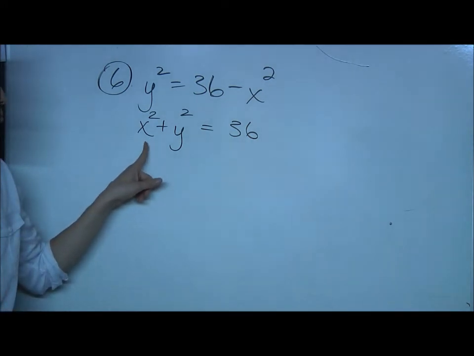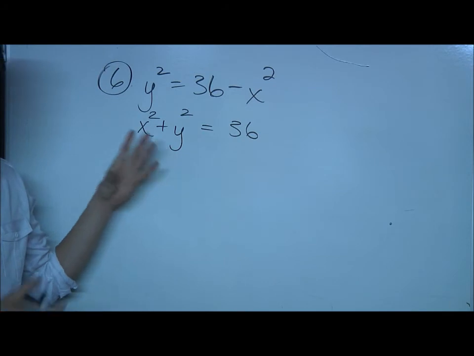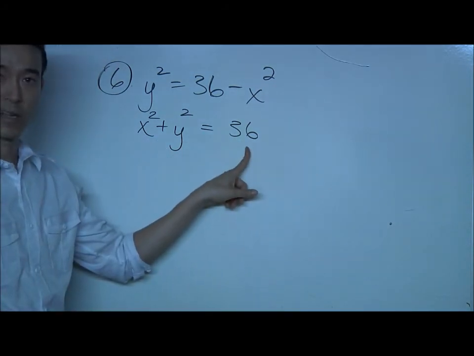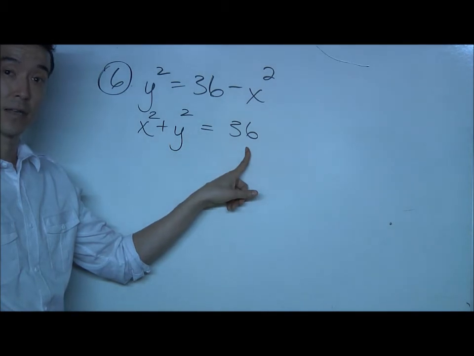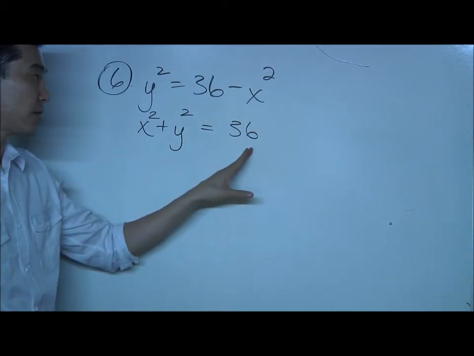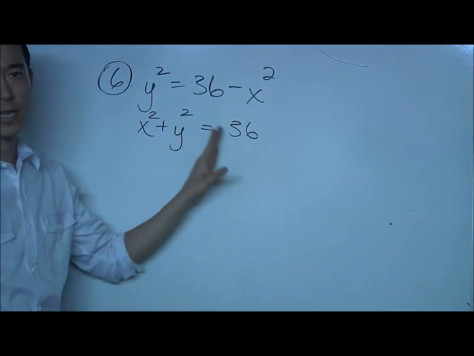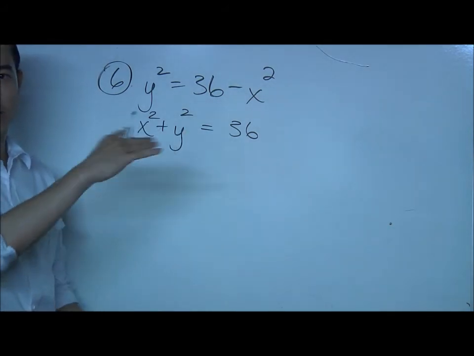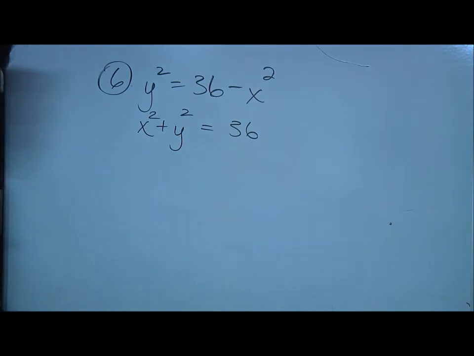This is a circle with a center hk of 0. So it's like x minus 0 squared plus y minus 0 squared equals r squared. So it has a radius of 6, okay? And another way of doing this is you could have divided both sides by 36, and you'll just get an ellipse with equal values of 6 on all sides. And that's why it's a circle either way you look at it.